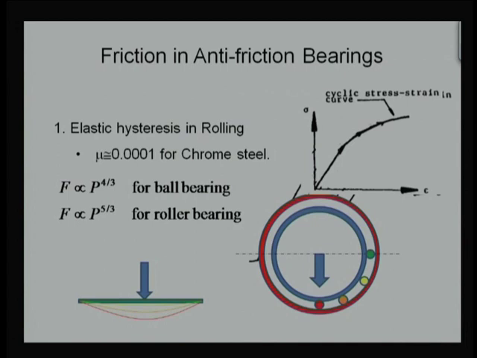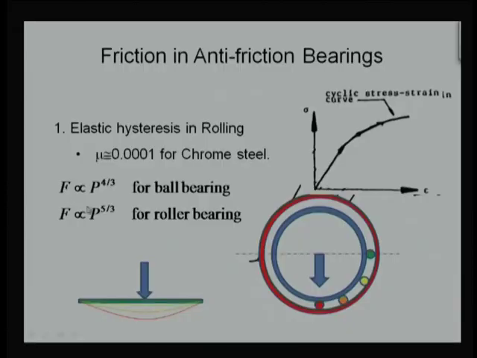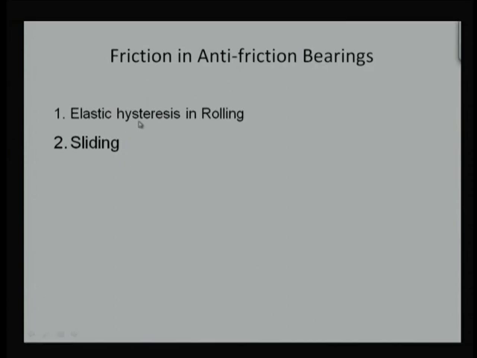But when we think about comparable results, comparison among the bearings, and when we are thinking of friction as one of the criteria of bearing selection, then we may neglect this relation. We say that okay, F is proportional to P. We say the power is assumed to be 1. It is not 4/3, it's not 5/3. For the time being, we are assuming F is proportional to P for our calculation purposes. So this has been discussed: elastic hysteresis in rolling elements.